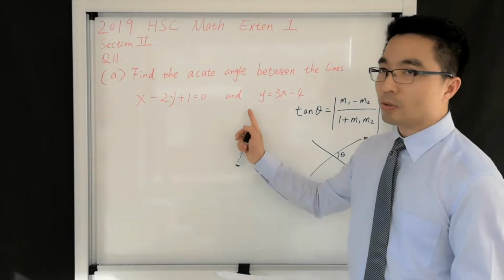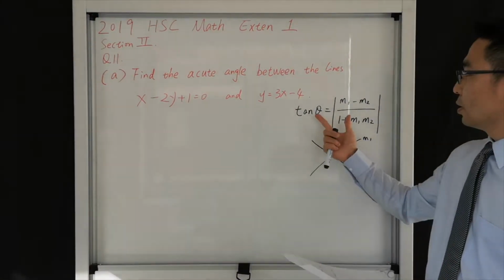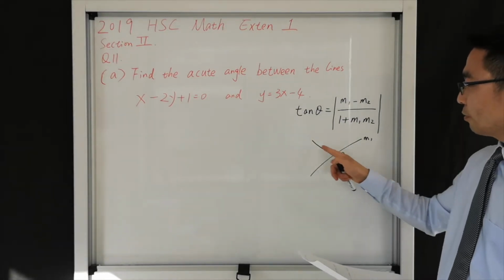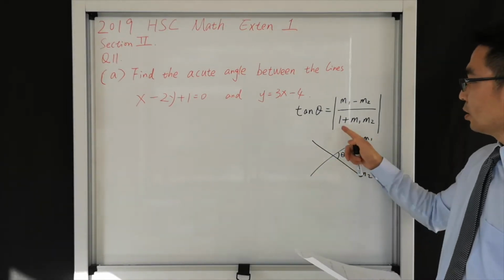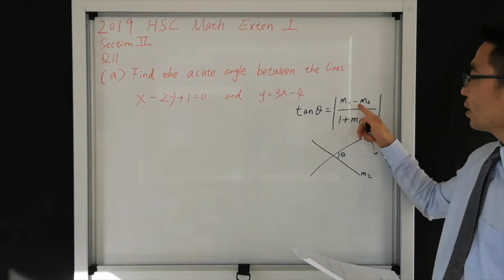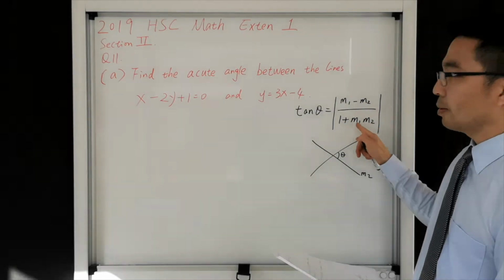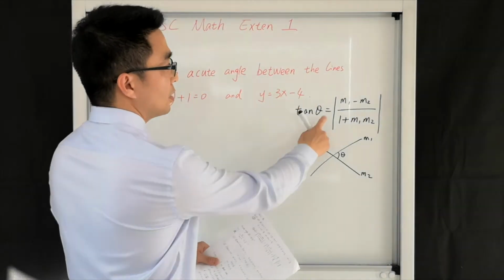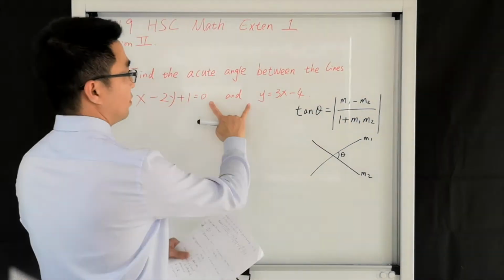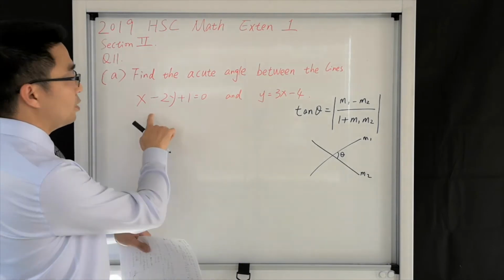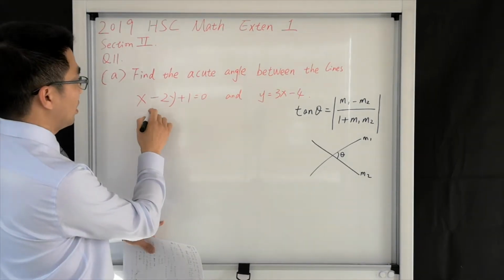To solve this question, we need this formula. Tan theta, where theta is the acute angle formed by two lines, equals the absolute value of m1 minus m2 divided by 1 plus m1 m2. So we have to find the two gradients of these two lines. We need to convert this one a little bit.